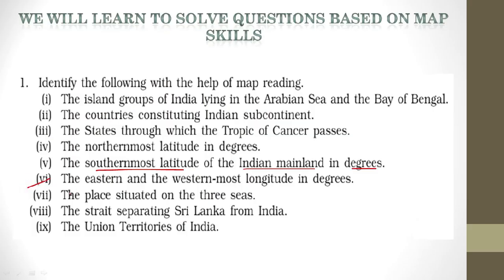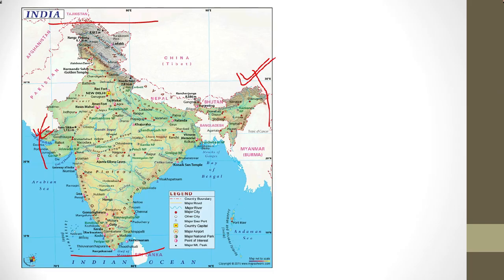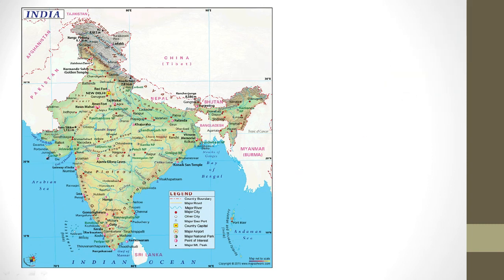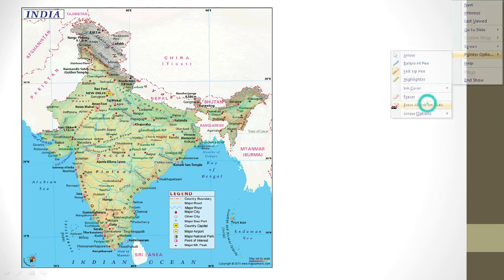So we have got this as well, the place situated on three seas. Now the seventh question says the place situated on three seas. So let us see, students, this part of India which I am drawing right now for you, this triangular part of India is situated in a region which is surrounded by water bodies from three sides: 1 Arabian Sea, 2 Indian Ocean, and 3 Bay of Bengal. So this forms a geographical landform which is known as peninsula. Clear? Let us move ahead.